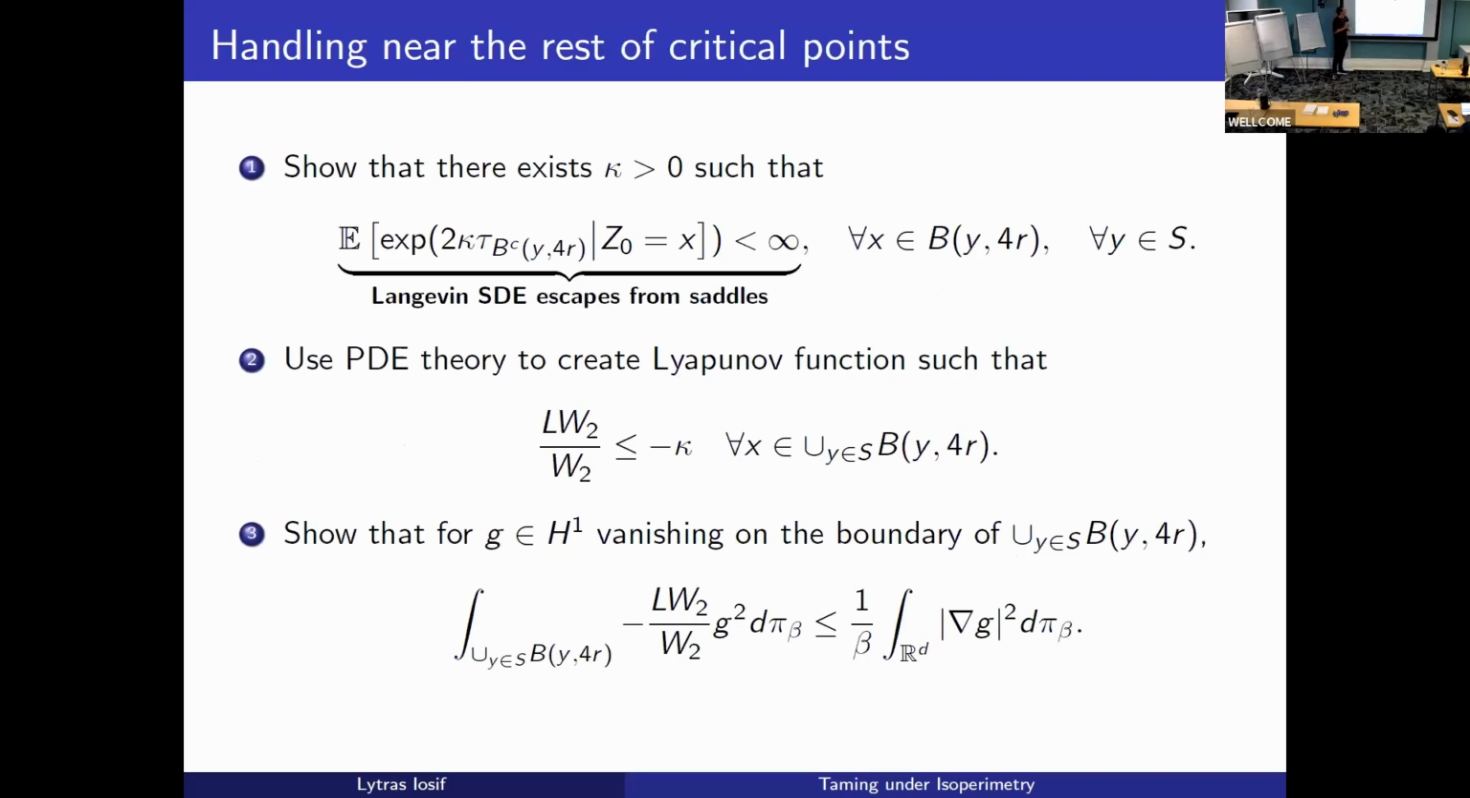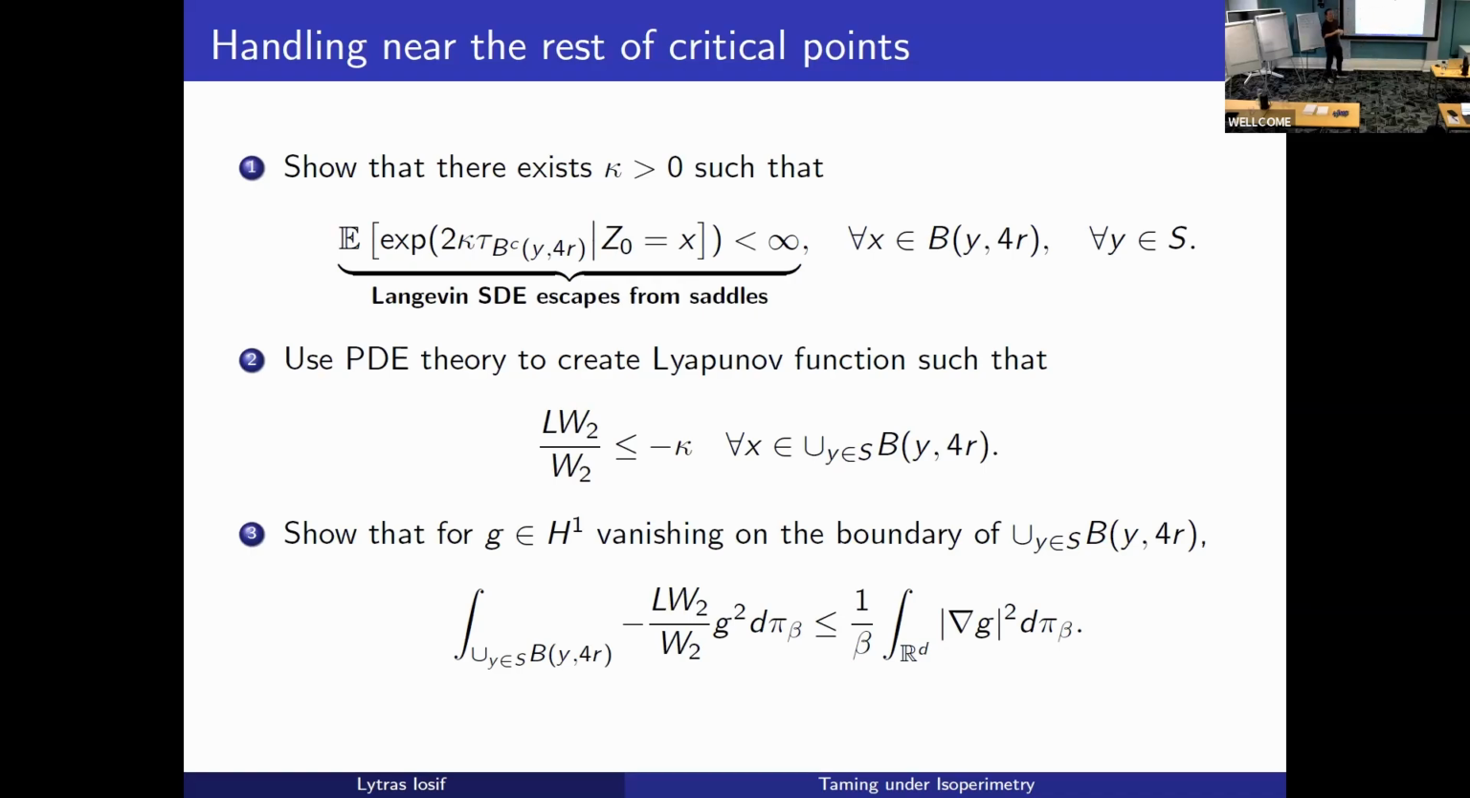So the interesting part goes here: how to handle the cases where we are near a saddle point. What we do here is prove that the Langevin SGD has a sub-exponential escape from saddle points. And this enables us to have a new Lyapunov function that handles this part of our domain. So essentially, we find that if G is vanishing on the boundary, we have, for this new Lyapunov function, different from the previous one, this bound.